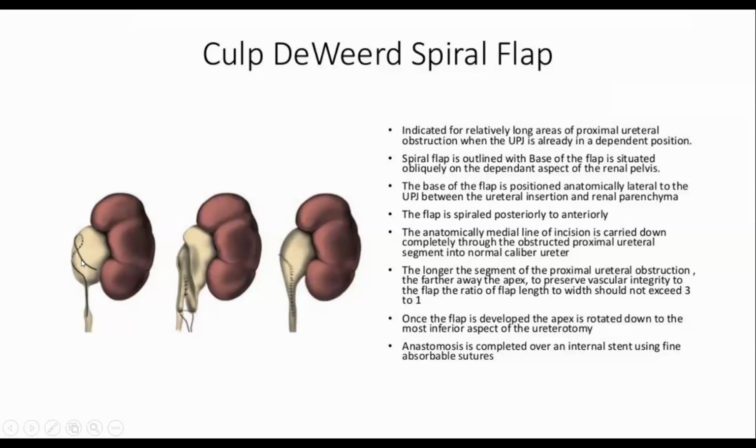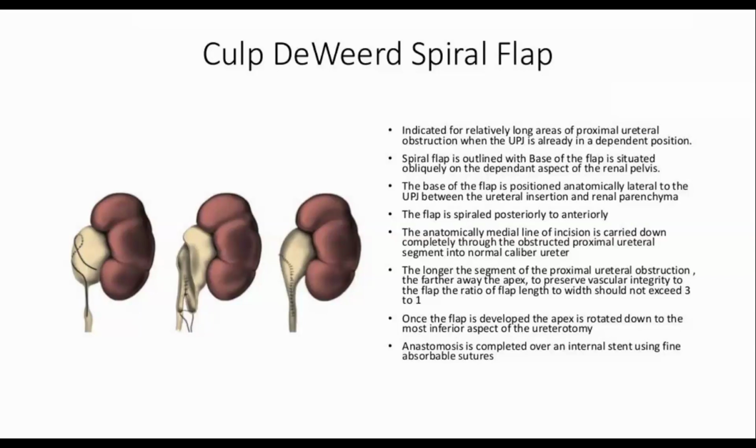The flap is created. The length of the apex of the flap depends on the length of the stricture of the proximal segment. The longer the segment of the proximal ureter, the farther is the apex. To preserve the vascularity, the ratio of length to width is 3:1.